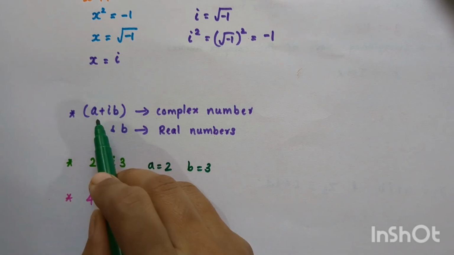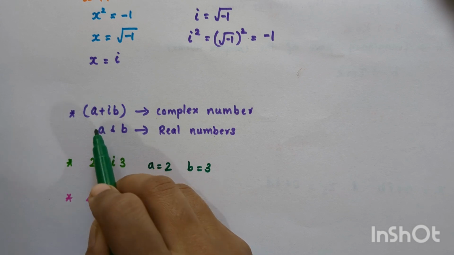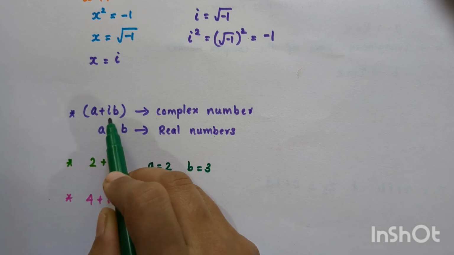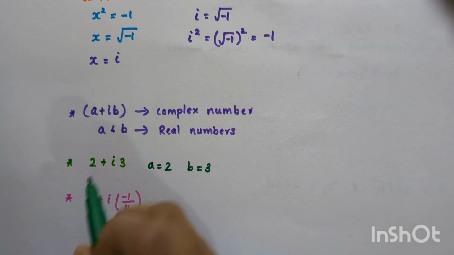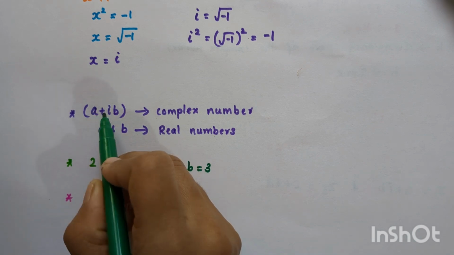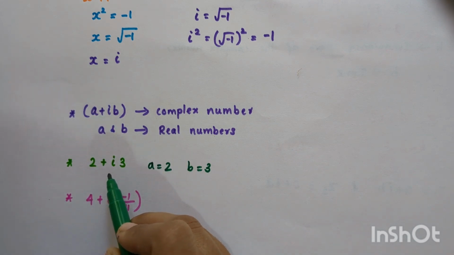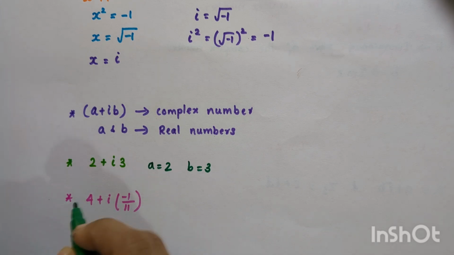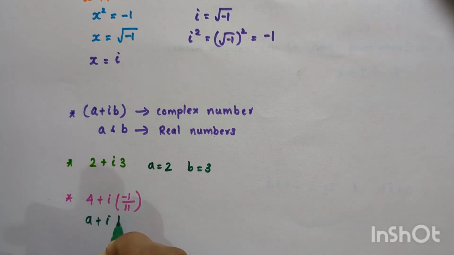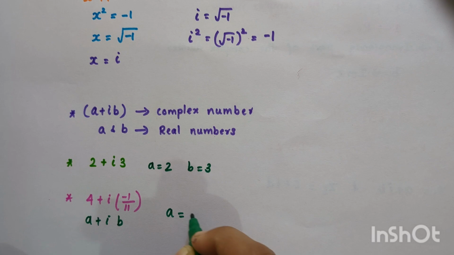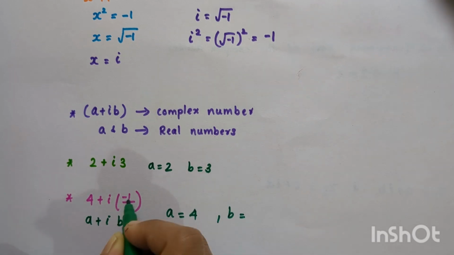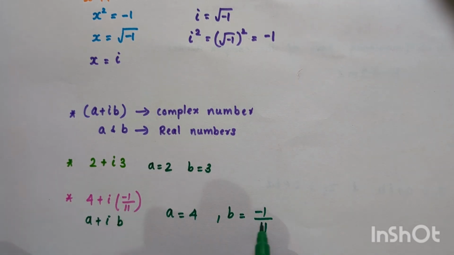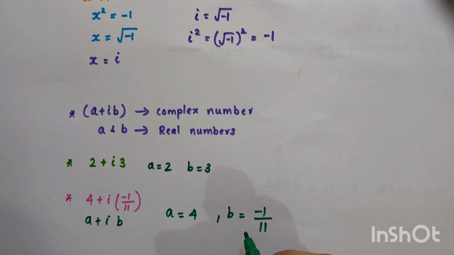Any number of this form a plus ib where a and b are real numbers is called a complex number. So here 2 plus i3 is of the form a plus ib, so this is a complex number. Similarly, if you consider this number 4 plus i into minus 1 by 11, here you see this is of the form a plus ib where a is equal to 4 and b is equal to minus 1 by 11. Both are real numbers.